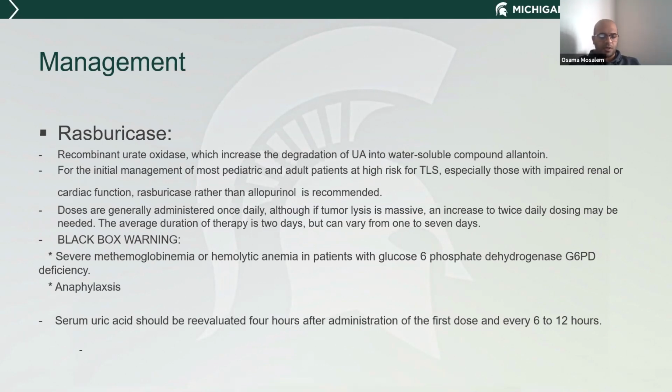After giving rasburicase, usually the recommendation is monitoring the serum uric acid 4 hours after the administration of the first dose, and then every 6 to 12 hours until the resolution of tumor lysis syndrome. And there is a certain way in the lab that the uric acid level should be collected when you are giving rasburicase in order to prevent false negative results.